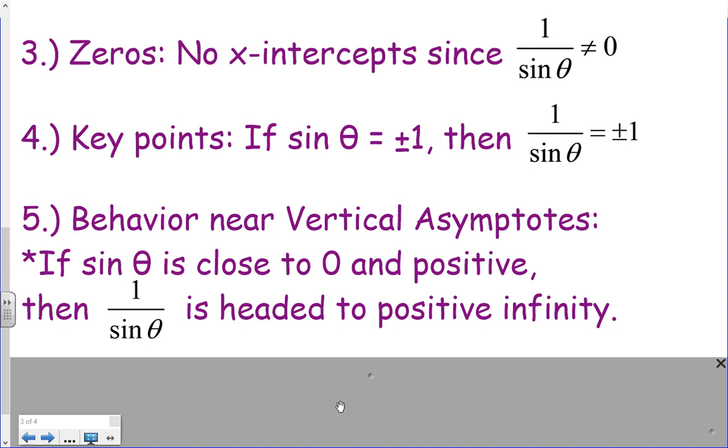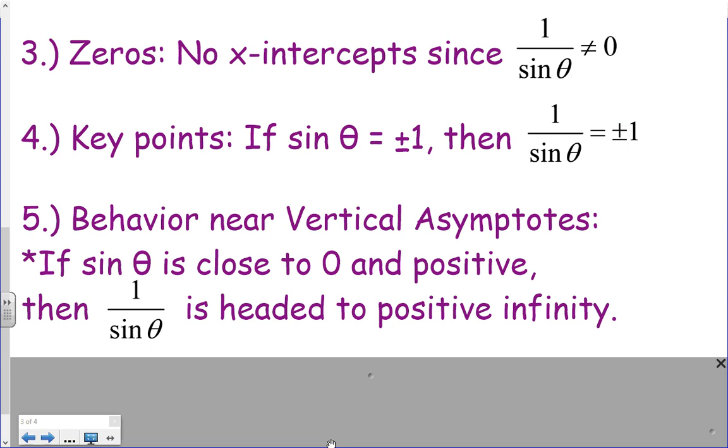Next thing to consider here is the behavior near your vertical asymptotes. And we talked about doing this with rational algebraic functions, that sometimes we've got to be a little bit more careful near our horizontal or vertical asymptotes to figure out, am I above or below this horizontal asymptote, or what's happening to the left and right of this vertical asymptote. That's what we're going to look at here. We're going to look at the vertical asymptotes.